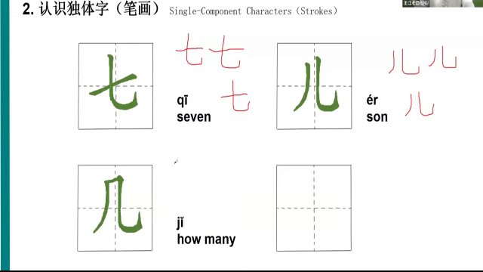Okay, let's write it together. Left falling and horizontal turning vertical curved hook. 几, okay, write it again. Left falling, horizontal turning vertical curved hook. Write it again. Left falling, horizontal turning vertical curved hook. So have you got it? 几 is how many. Yes, ma'am. Okay, let's go on.